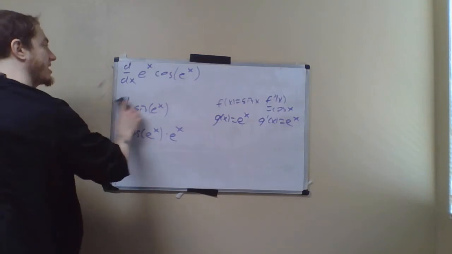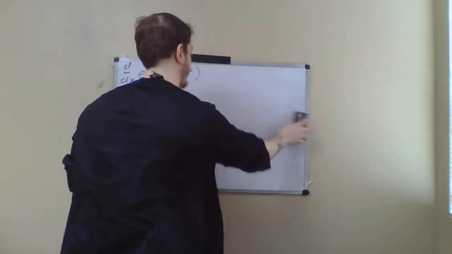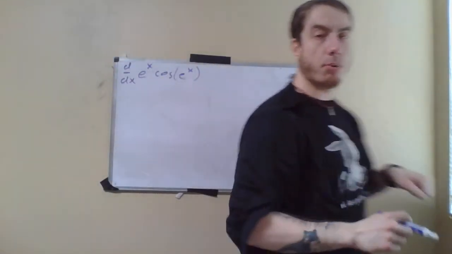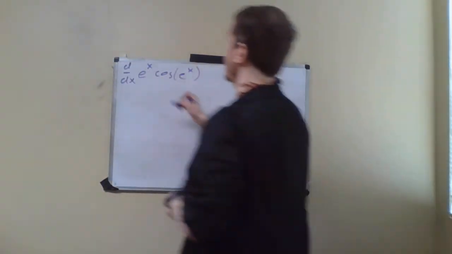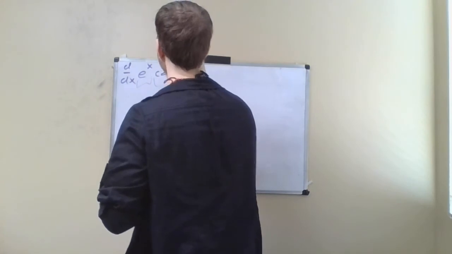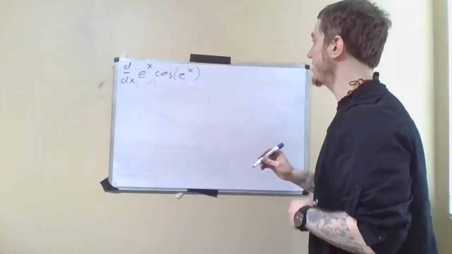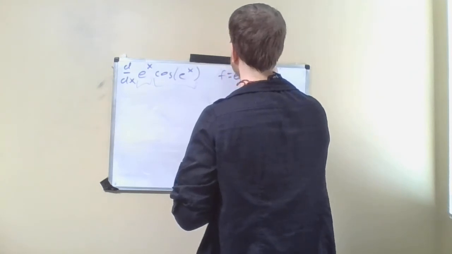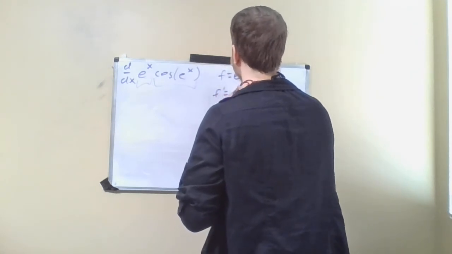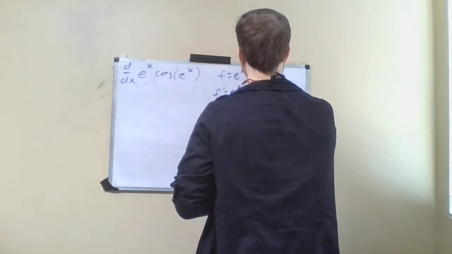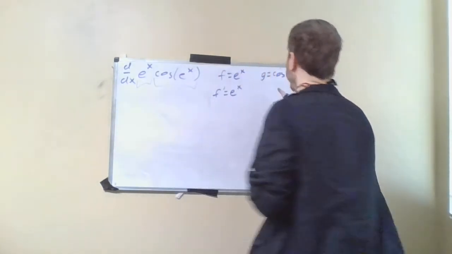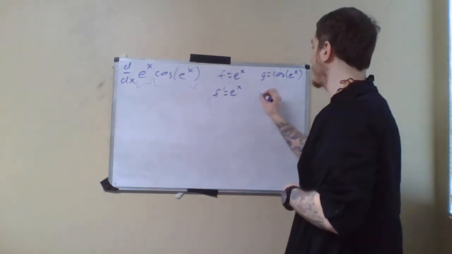And let's think about this one. Well, in order to do this, I need to use the product rule, because this is a product of e to the x with cosine e to the x. So for my product rule, I can say f equals e to the x. That means f prime equals e to the x. And g is equal to cosine e to the x. Now, how do I find g prime?